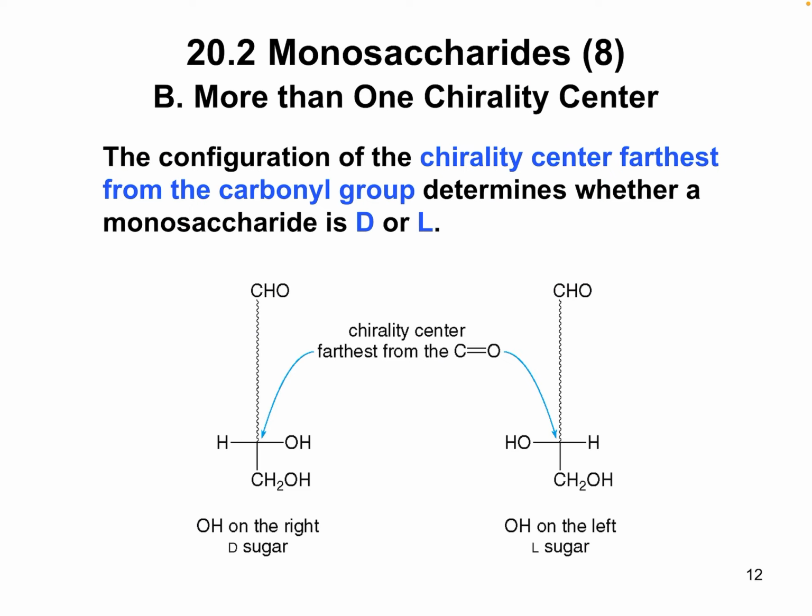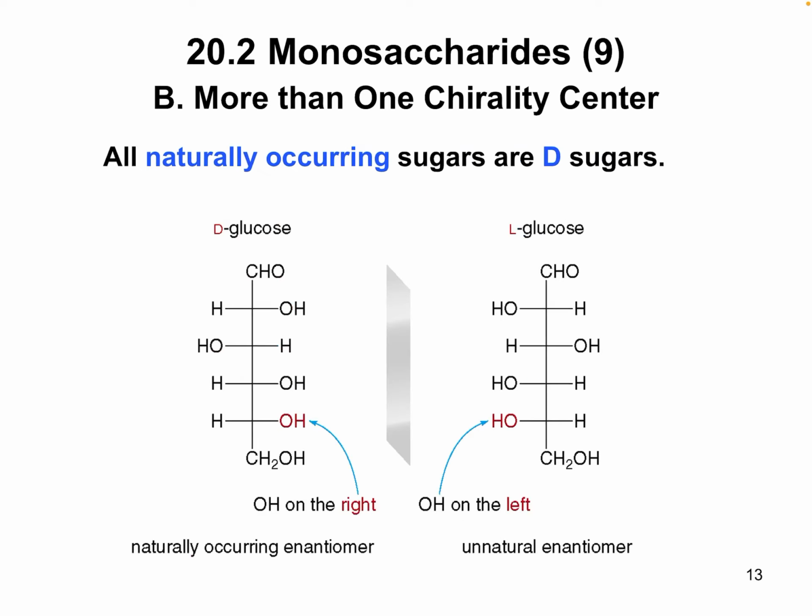So it turns out that we use this nomenclature of D or L to talk about the 2 possible mirror image forms of different monosaccharides, and it depends on whether the OH is on the right or the left at the farthest hydroxyl group or at the farthest chiral center from the aldehyde or ketone. That's what tells us whether it's D or L. You will not be tested over that.